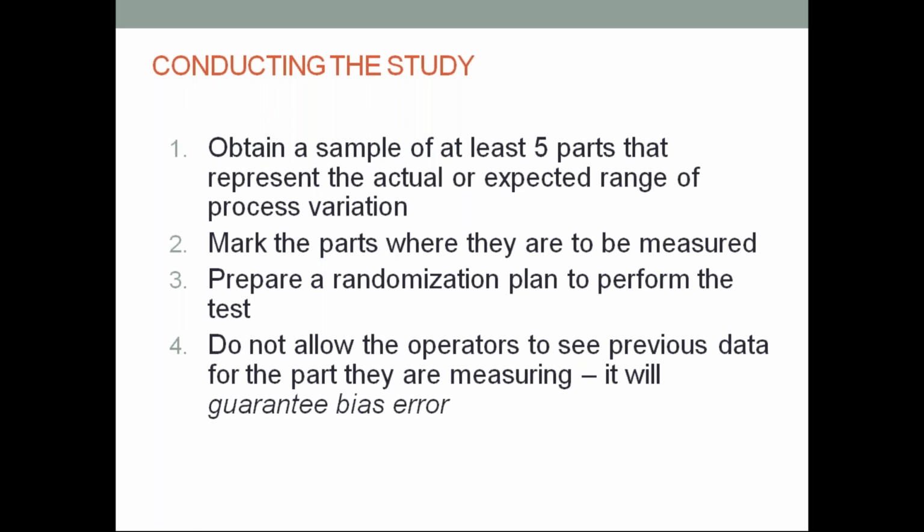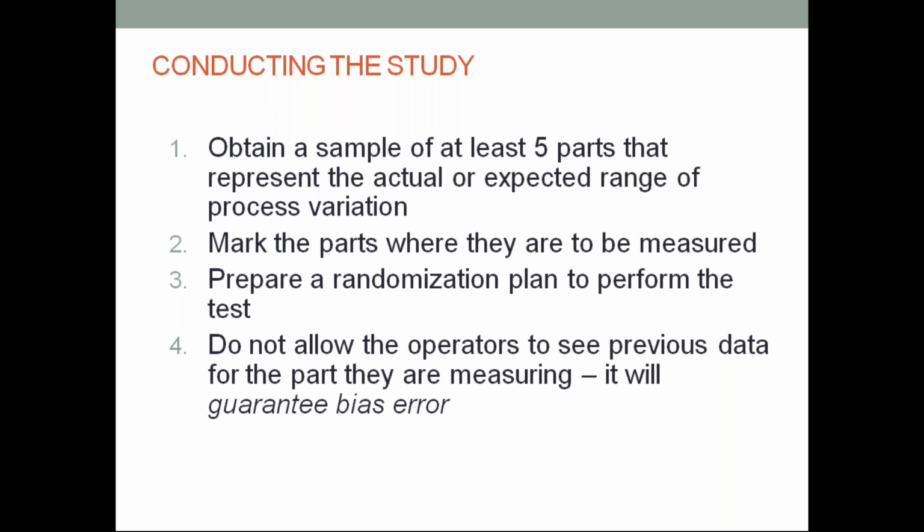However, if your process has more variation than the parts that you presented to the Gage R&R, then you'll never know whether or not that gauge is going to be working within that variation. It can't tell those parts apart if they're too similar, and it will fail. You want to mark the parts where they're measured so that you reduce any within part variation during the test. You prepare a randomization plan to perform the test, and do not allow the operators to see the previous data.